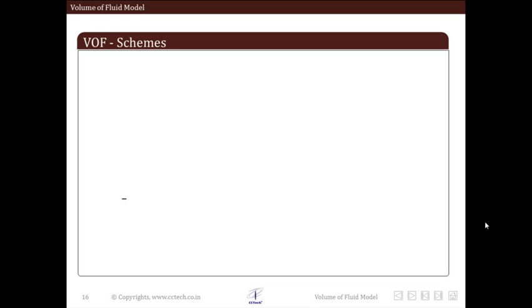In order to track the interface between different phases in the VOF model, various schemes are used to solve the phase continuity equation. The phase continuity equation is solved, and using its solution, the location of the interface is tracked. So VOF schemes basically decide how the phase continuity equation is solved.